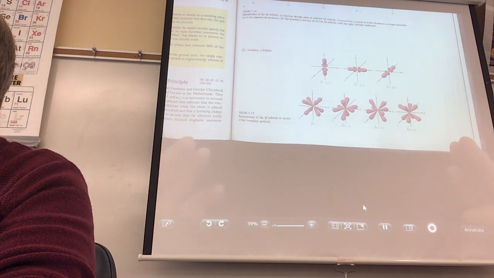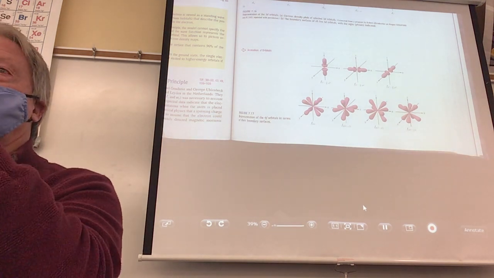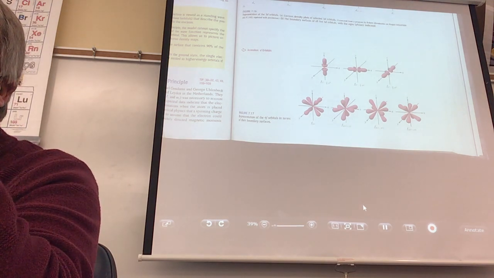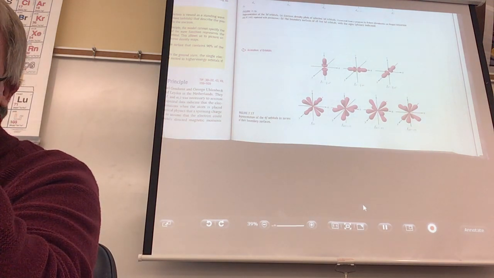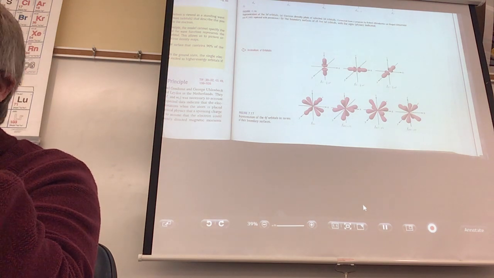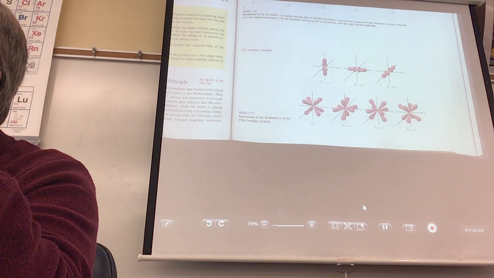You get that? Now, in the first energy level, what's the only kind of sub-level you can have? It's called S, and the only kind of orbitals found in that is S. There's only one of them, right? What if we go to the second energy level? What kind of sublevels do you find?